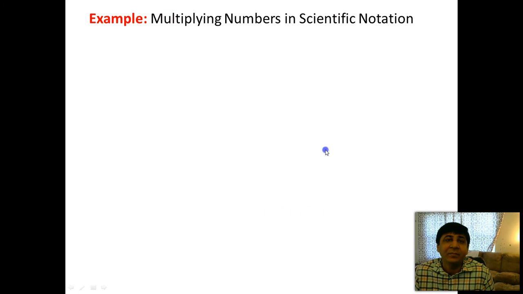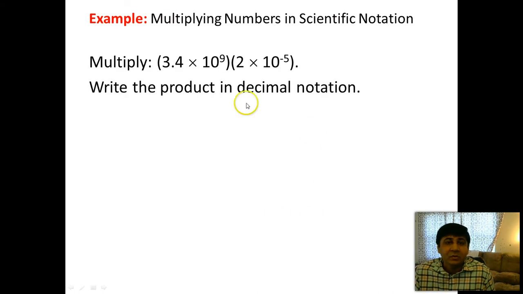That's what it says. Okay, look at this example here. Suppose you want to multiply 3.4 times 10 to the power 9 and 2 times 10 to the power 5. Okay, so what will happen?